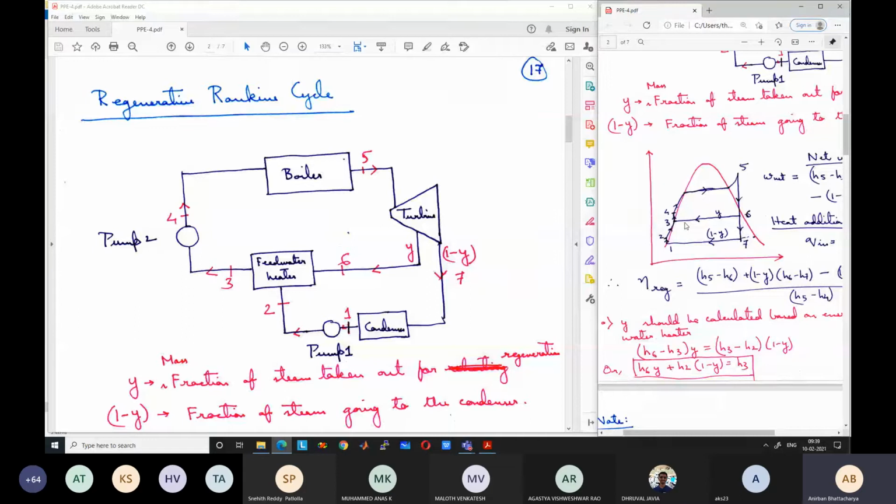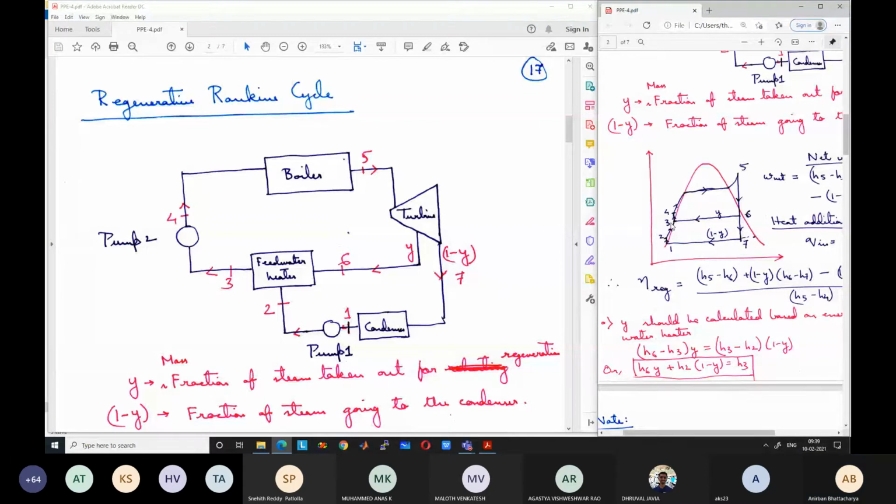On the other hand, the condensate water, which was at state 2, is only undergoing sensible heating. It is not boiling, right? So its sensible energy is increasing. The amount of heat addition depends on the Cp value, and because it is undergoing sensible heating, it needs much less energy for the same mass. So per unit mass, H3 minus H2 will be much less as compared to H6 minus H3.